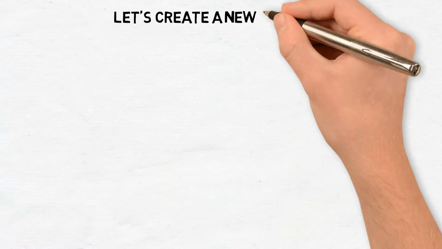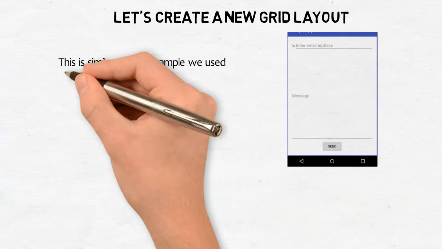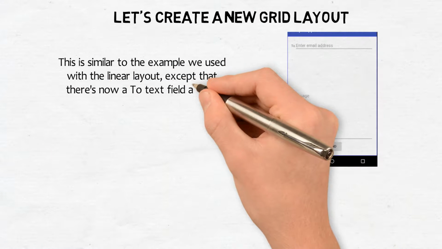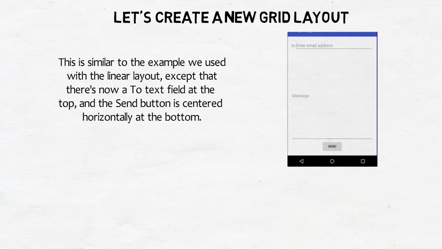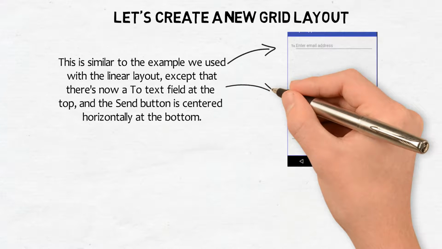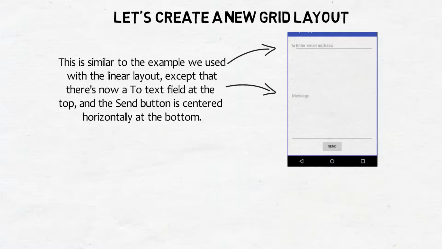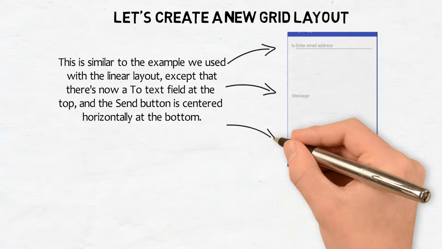Let's create a new grid layout. We'll create a grid layout that specifies which cells we want views to appear in and how many columns they should span. The layout is composed of a text view containing the text "to", an editable text field that contains hint text of "enter email address", an editable text field that contains hint text of "message", and a button labeled "send".